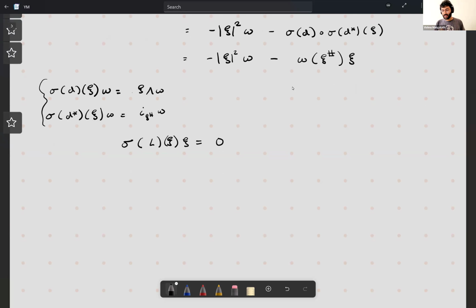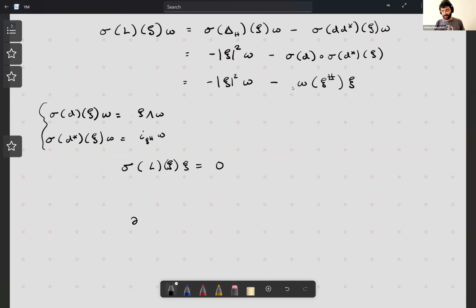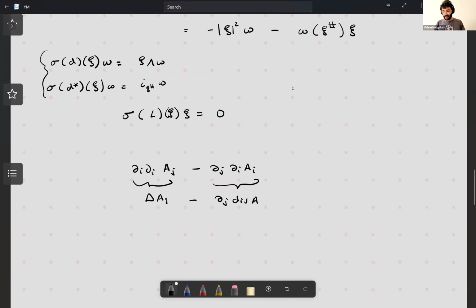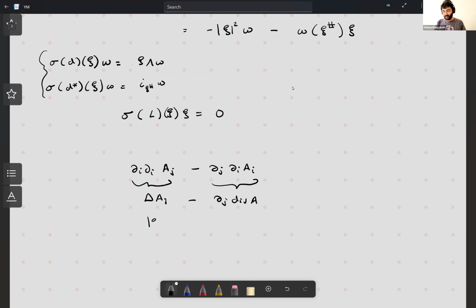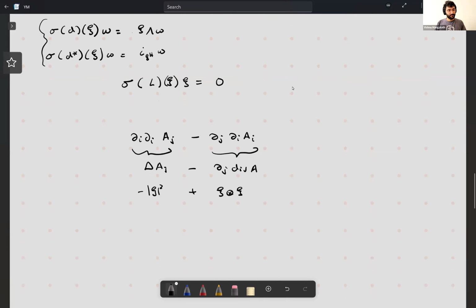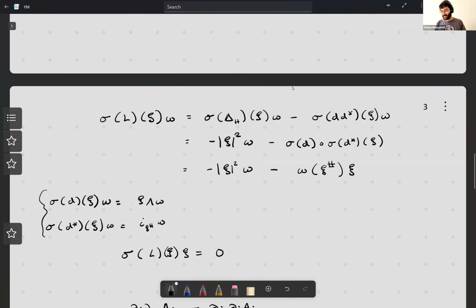Because in local coordinates, what do you get? In local coordinates, this is going to look like partial I, A, J. The equation is going to be this minus partial J partial I, A, I. That will be the highest order terms of the Yang-Mills equation. And so here we have the Laplacian, and here we have partial J div A, minus. So from this, I think you get xi squared minus and then plus xi tensor xi, although it's a bit hard to see why, but I think that's the case. Anyway, the main point is that this equation is not elliptic.